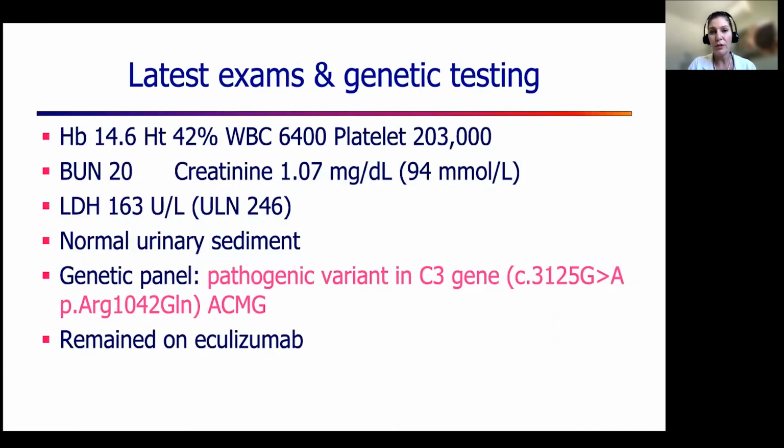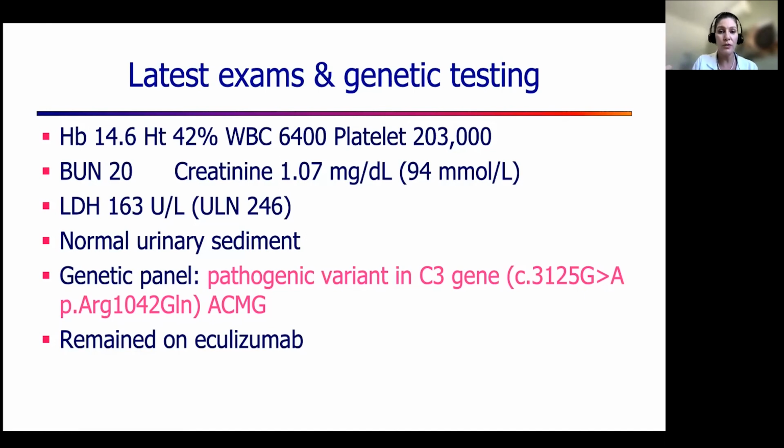He remained on eculizumab and had a huge improvement. He also went through a genetic panel, which showed a pathogenic variant in the C3 gene. So in this case, the influenza virus was actually the trigger for atypical HUS. And how did they suspect that? Because he did not respond to supportive care and plasma exchange, with a persistent TMA.